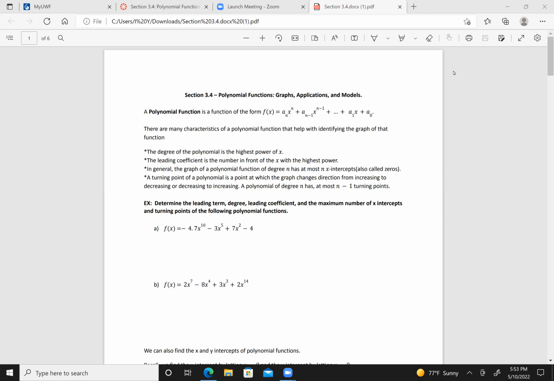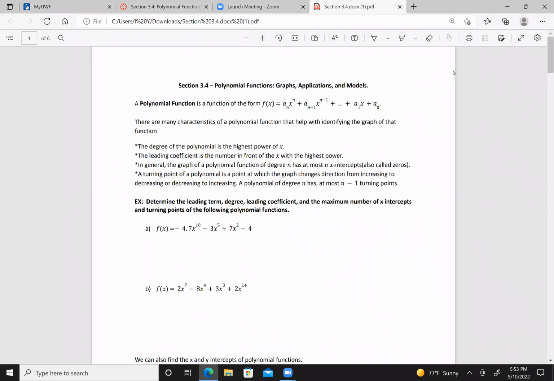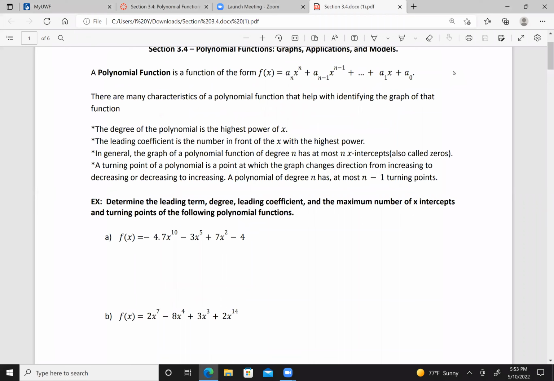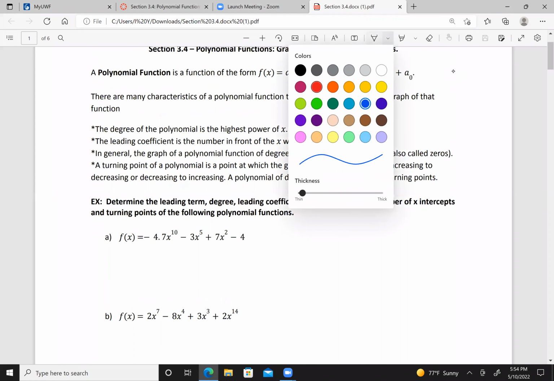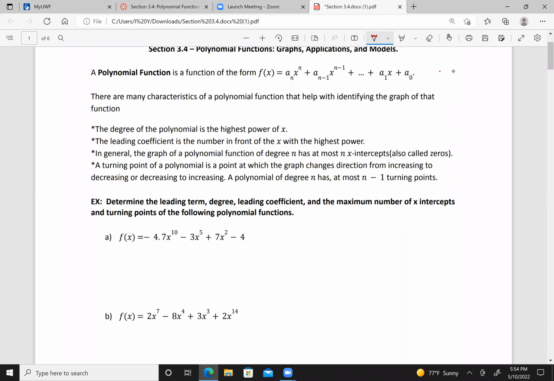So we have many characteristics of polynomial functions that help with identifying the graph of that function. First up, the degree of the polynomial is the highest power of x. In the case of our generic term here, that would be n. The leading coefficient is the number in front of the x with the highest power. In that case, it would be a sub n.